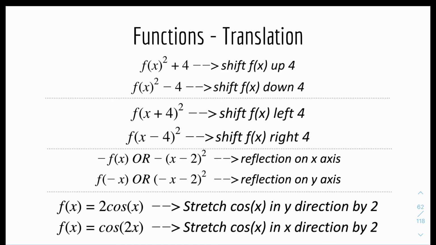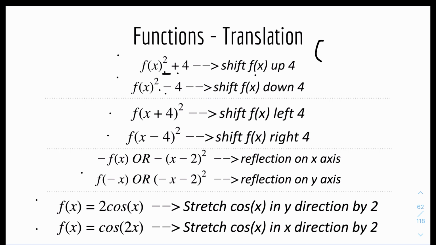And moving on, we have some translation for functions. So we have quite a lot here. So number one, when we have a function plus 4, and the plus 4 is on the outside, you shift the function up by 4. And if it's minus 4, you shift the f of x down by 4. And one thing to note is that it's outside the bracket.